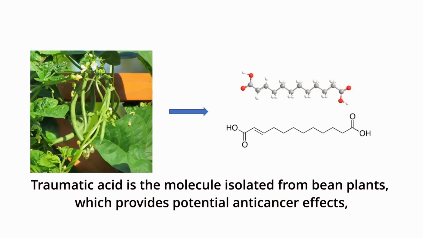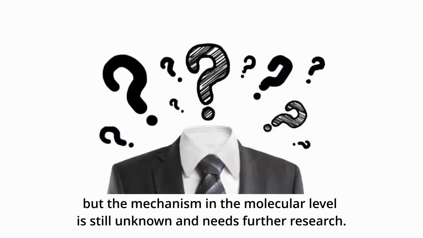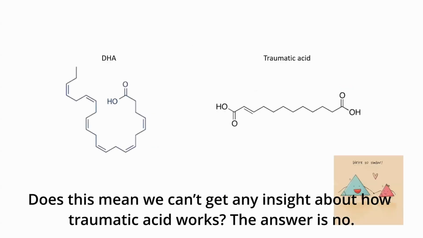Traumatic acid is a molecule isolated from bean plants, which provides potential anti-cancer effects. In recent studies, traumatic acid is observed to cause a significant decrease in breast cancer cells and an increase in healthy cells. But the mechanism at the molecular level is still unknown and needs further research. Does this mean we can't get any insight about how traumatic acid works? The answer is no.